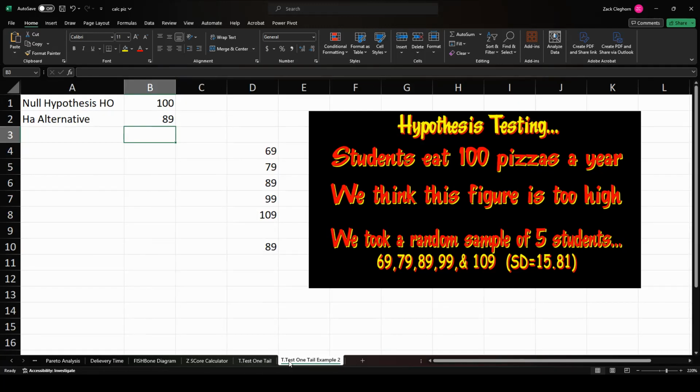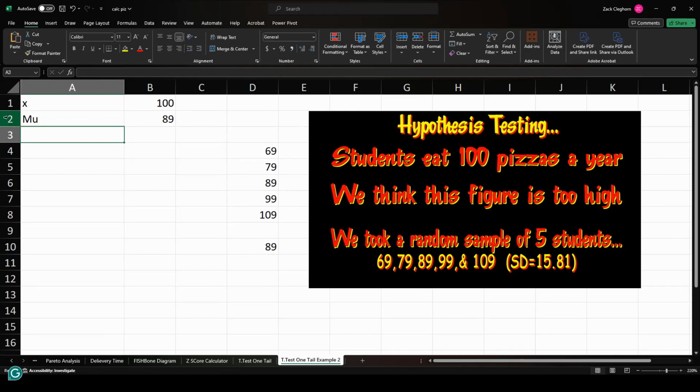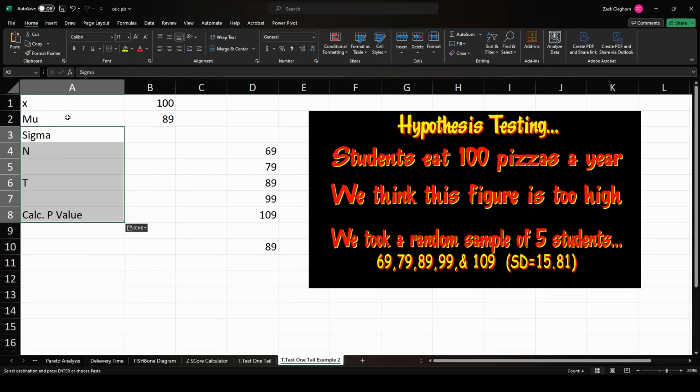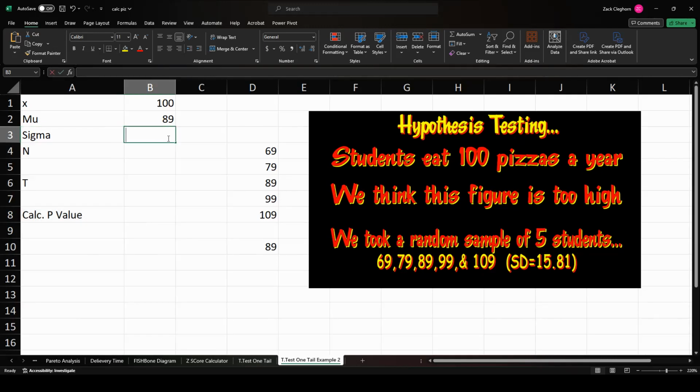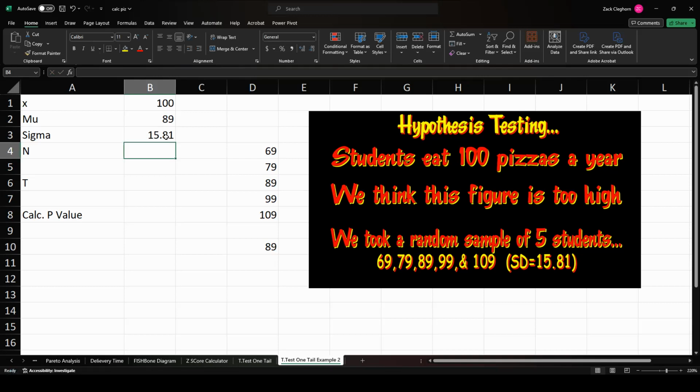Or we can look at it as X minus mu. I want to know what my sigma values are. I'm just going to copy this over and bring it over. I know my standard deviation is going to be 15.81.